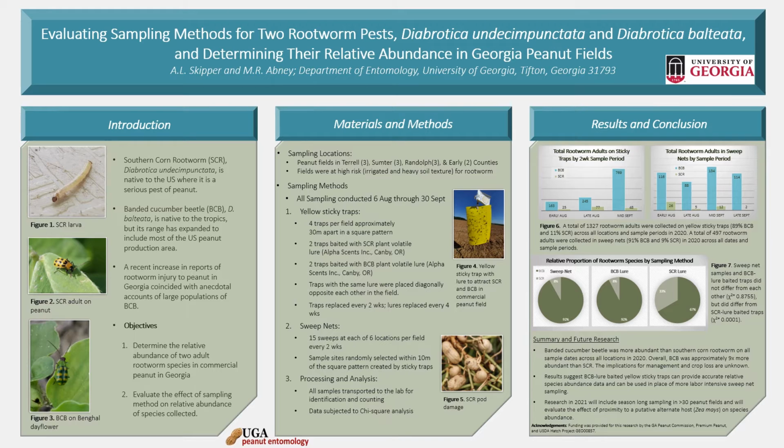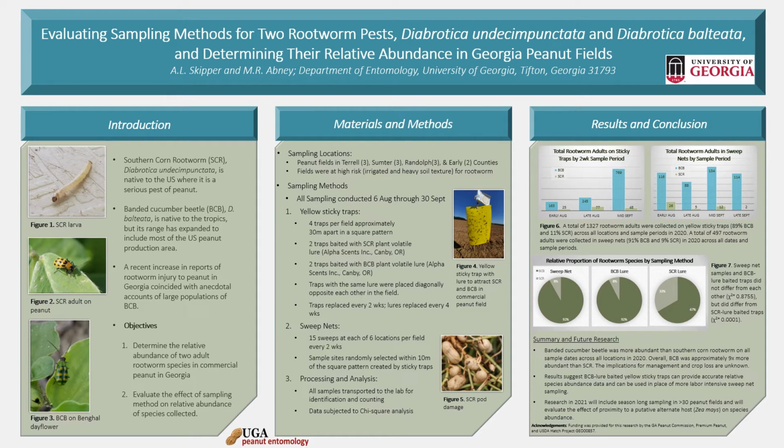First, I'll show you with figure 6 how the number of banded cucumber beetles drastically outnumbered the number of Southern Corn Rootworm for each sample period. This is true for sticky traps as well as sweep net samples. Over 1,800 target species were counted, and of them approximately 90% were banded cucumber beetles, while only about 10% were Southern Corn Rootworm.